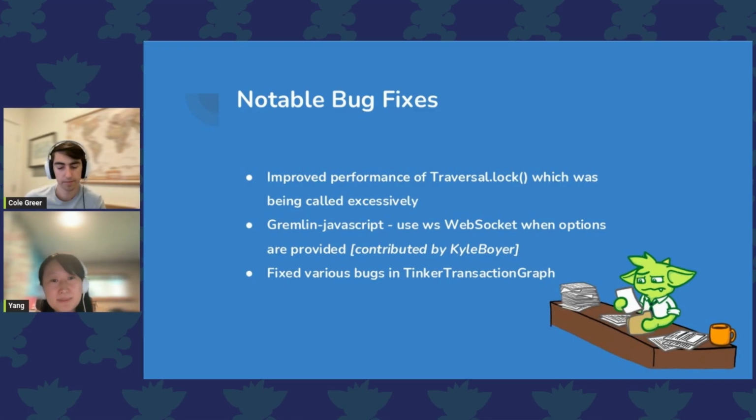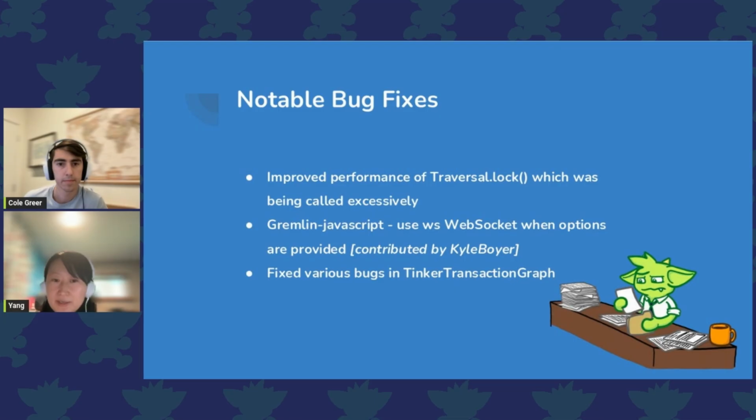Some notable bug fixes: one of the big improvements in performance was the traversal lock, which was being called excessively when you're applying strategies in complex traversal situations. We found that child traversals were getting locked repeatedly. Now that is fixed, so there's been some pretty good performance improvement on that front.